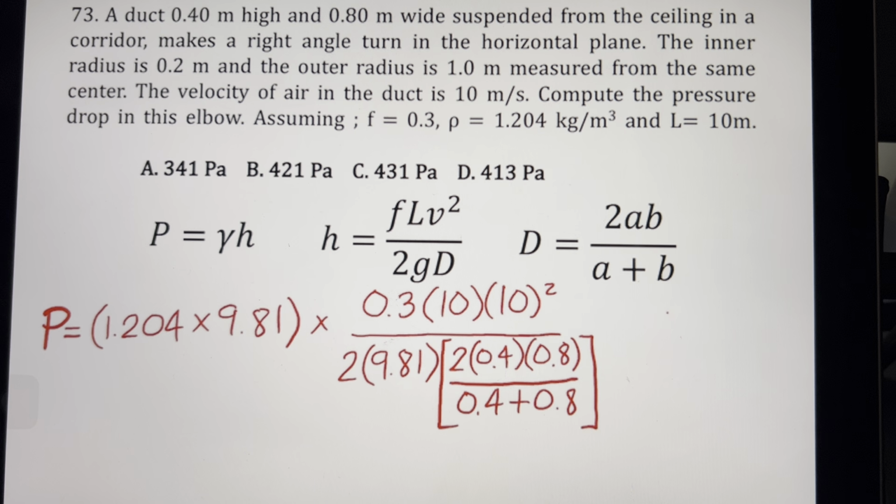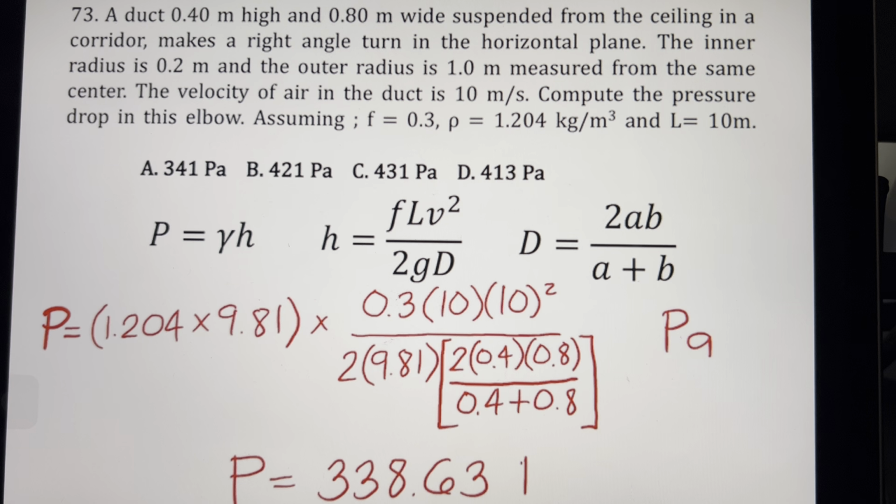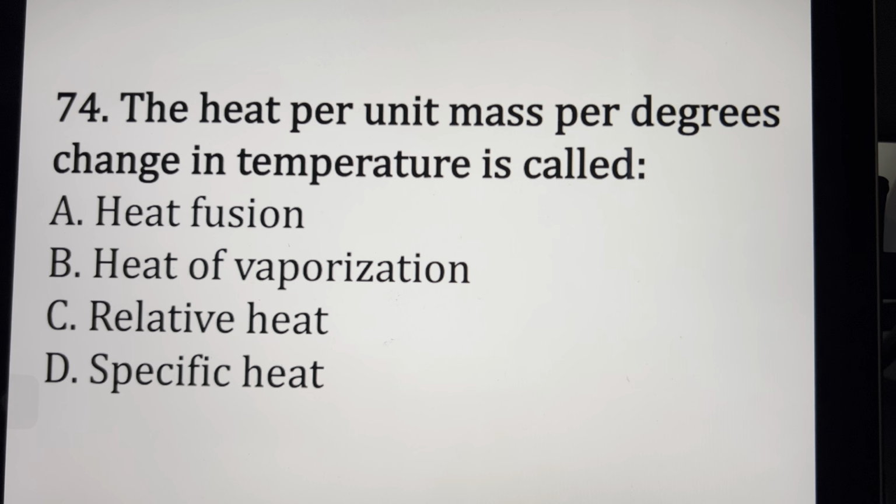And that pressure drop is in Pascal. What is our pressure drop? The answer is 338.63 Pascal. And the best answer is 341 Pascal. 74. The heat per unit mass per degrees change in the temperature is called specific heat.